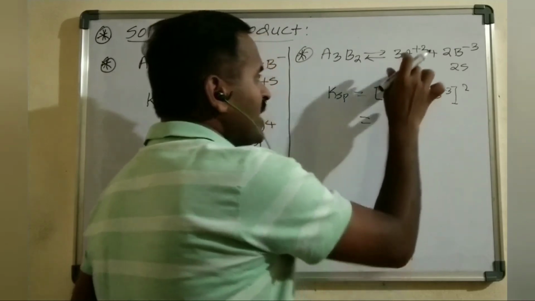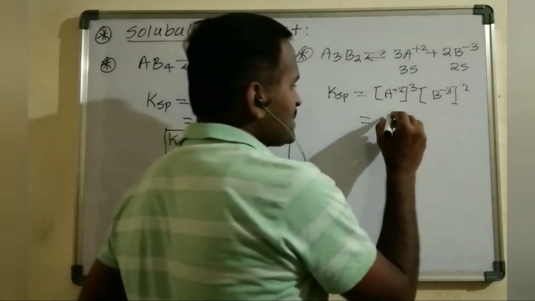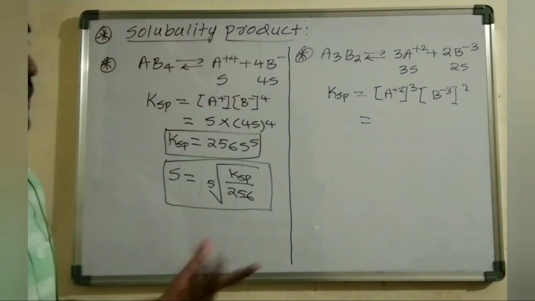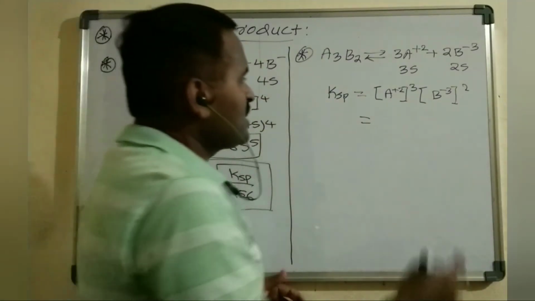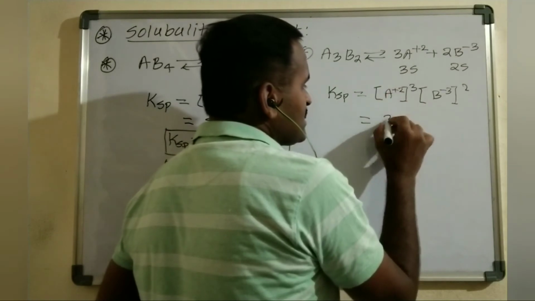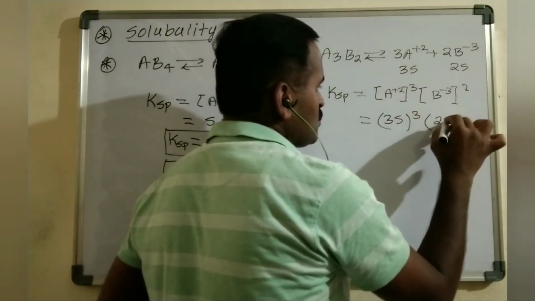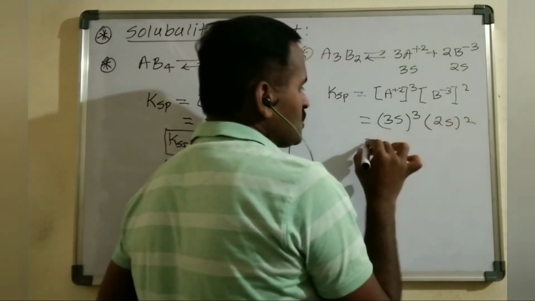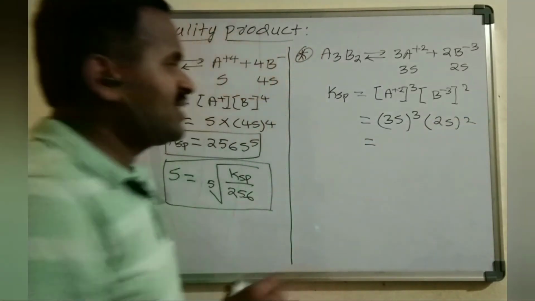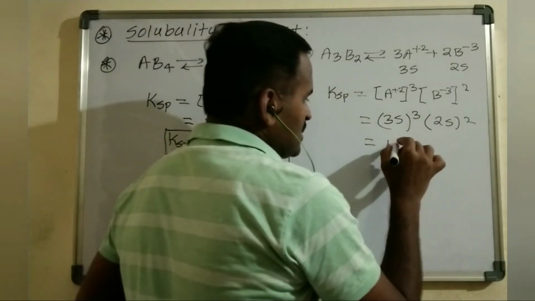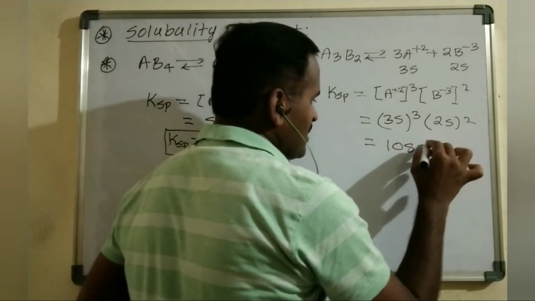So here the A2+ ion concentration is 3S, where S is the solubility in molarity, and that's the reason we are writing this as (3S)^3 and this as (2S)^2. So that is 27 into 4, which is 108 S^5.